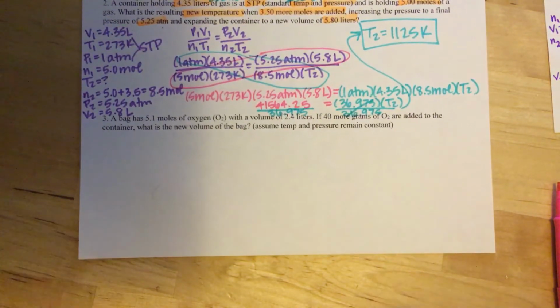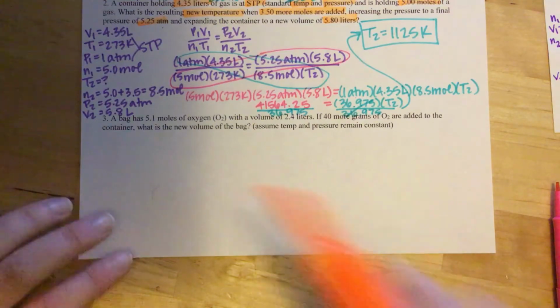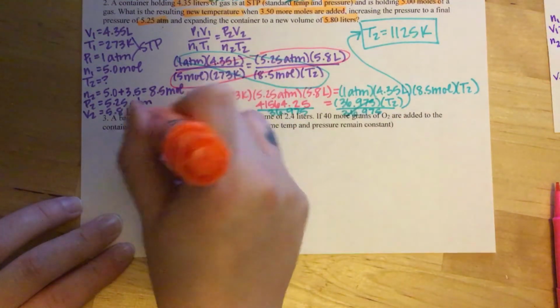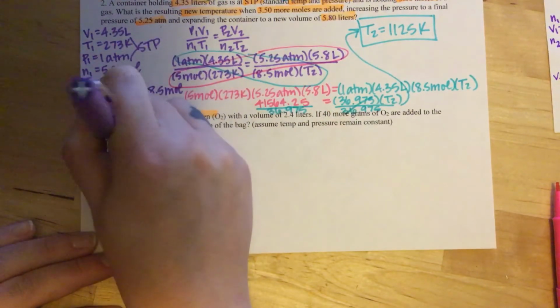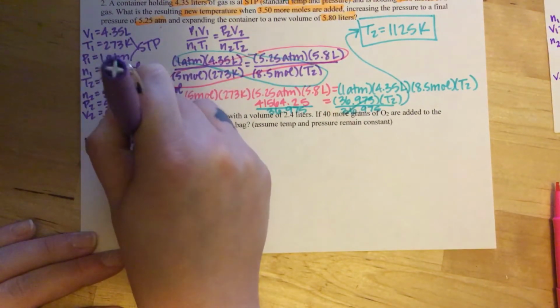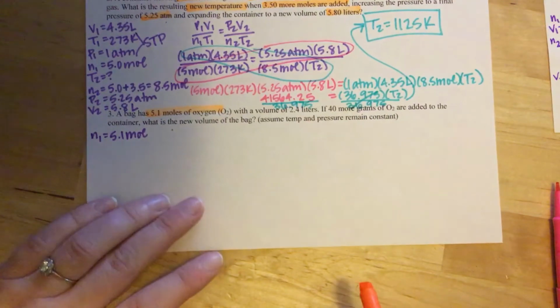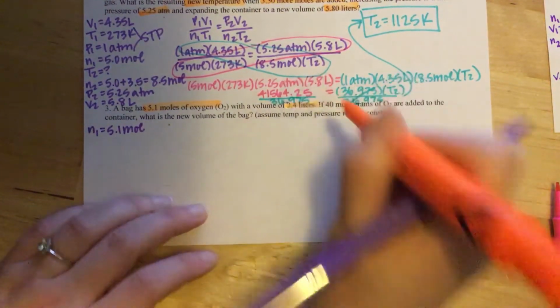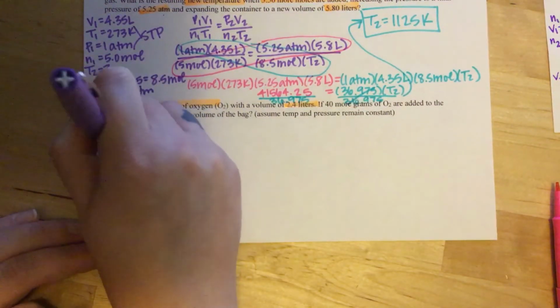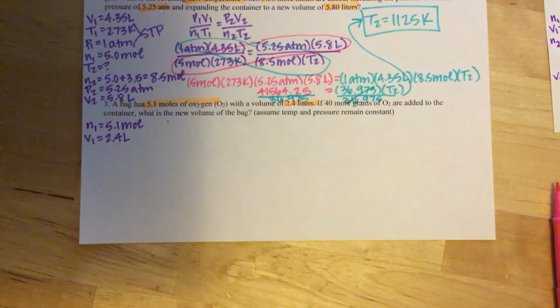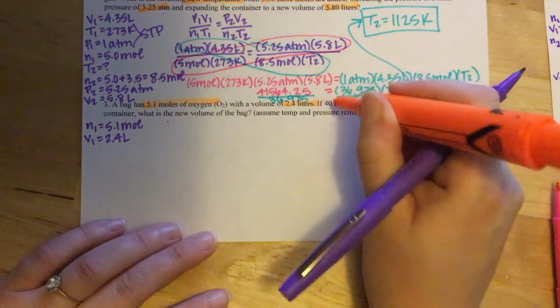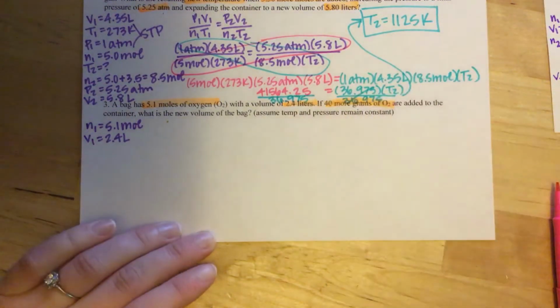The last one says a bag has 5.1 moles of oxygen. So that's going to be my N1. 5.1 moles of oxygen, with a volume of 2.4 liters. So my V1 is 2.4 liters. If 40 more grams of oxygen are added to the container. Okay, pause. Let's talk about this.